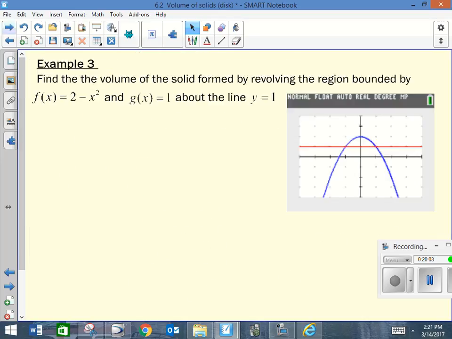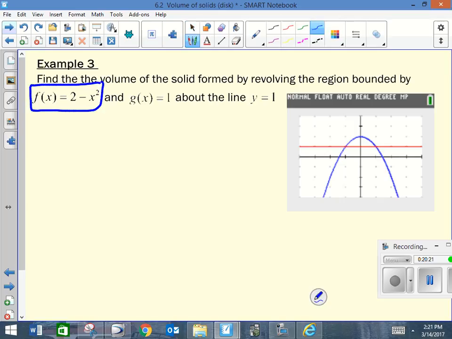Okay, we got a graph here. Sometimes you have a graph, and sometimes you have to figure out which one's which. It's not usually that difficult. f of x equals 2 minus x squared. That's the blue one. g of x equals 1. Where's that? And we're rotating it about the line, so yes, it's going to look like this. It's going to look kind of like that first one we did.